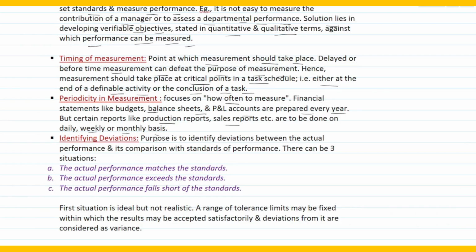So if it is a balance sheet or a P&L, that can be done at the end of the year. But other reports which have a short-term impact on the business, for example the production reports or the sales reports, should be done on a daily, weekly or monthly basis.